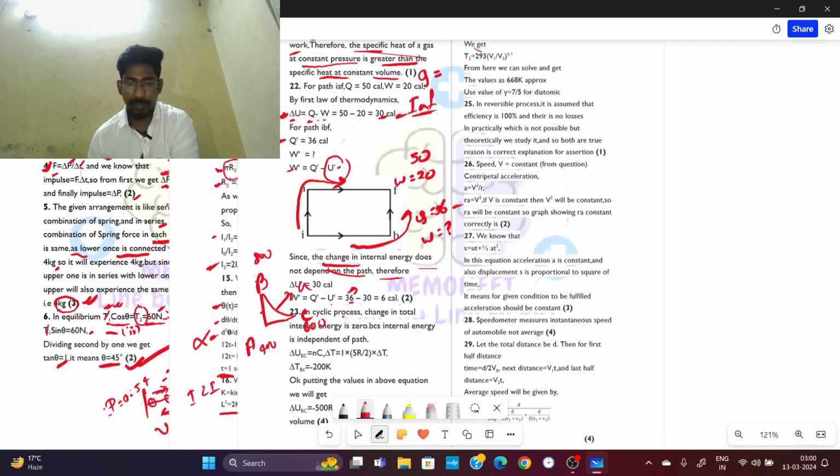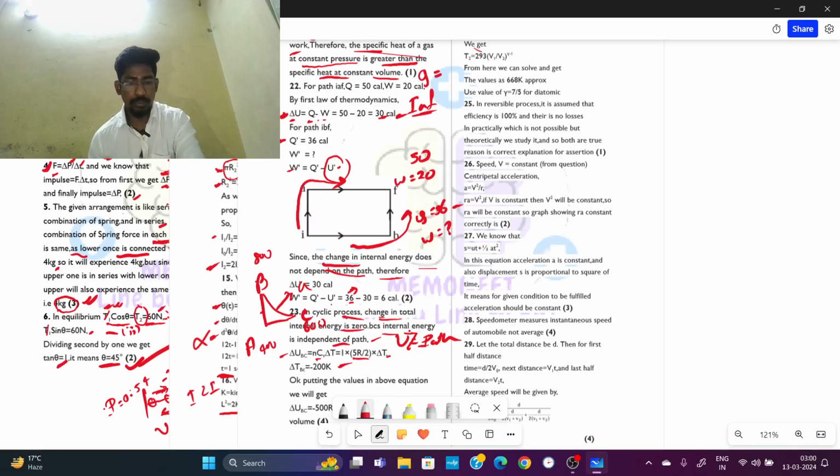In the cyclic process, you know that the change in the total internal energy is zero, because, as we told in the earlier numerical, the change in internal energy U doesn't depend on path. So the calculation of U should be by this formula: U equals n into CV into the change in temperature. The number of moles is 1, and the value of CV is 5R by 2, and del T we have to calculate. So del T will be 200 Kelvin.